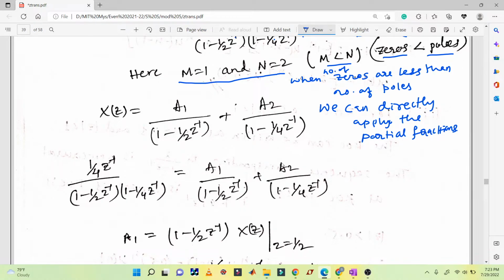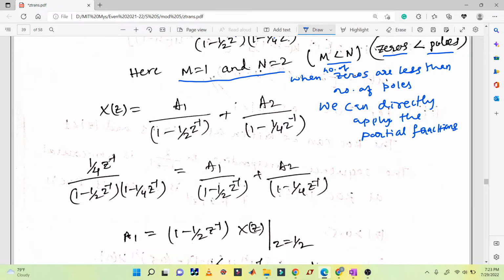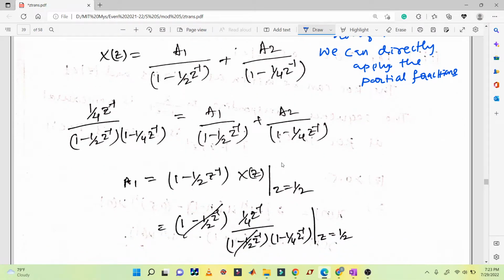Now applying the partial fractions, all of you know how to apply them. I have considered one term as a1, another one as a2. Here we are multiplying with z inverse only. We have not taken z, but even if we take it, we get the same answer. Okay, how to find a1? a1 is 1 minus 1 by 2 z inverse into X of z, with z equal to 1 by 2. I am taking z is equal to 1 by 2, so z inverse is equal to 2. If I substitute 2 here, 2 and 2 will cancel, 1 minus 1 is 0.